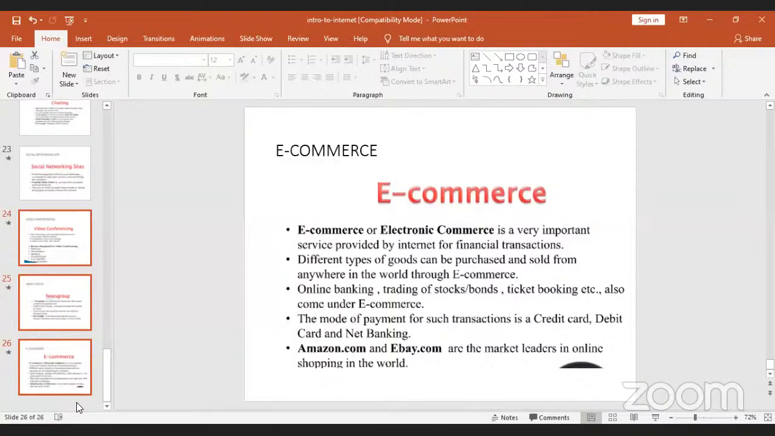So the last service we are going to talk about that the internet provides is e-commerce. E-commerce, or electronic commerce, is a very important service provided by the internet for financial transactions. Different types of goods can be purchased on e-commerce sites. Online banking, trading of stocks, bonds, ticket booking, etc. also come under e-commerce. The mode of payment for such transactions is credit card. I'm sure most of us are doing this already on Konga, on Jumia, on Amazon, eBay, and so on and so forth. They are all e-commerce sites.